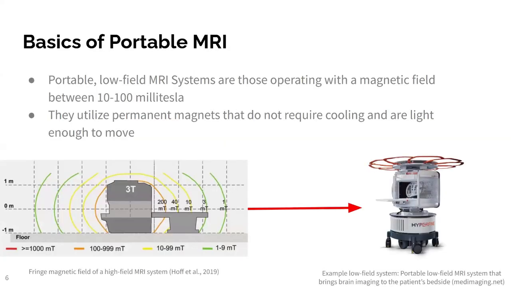For the basics of the portable MRI, the portable low-field MRI systems are those operating with a magnetic field between 10 and 100 millitesla. They utilize permanent magnets that do not require cooling and are light enough to move. While the signal-to-noise ratio of the portable MRI system is worse than that of a traditional high-field system, as depicted in the image to the left, the traditional system has a large fringe field and requires strict safety parameters. On the other hand, the portable system can be utilized at a patient's bedside when traditional MRI is contraindicated or in rural communities that have no access to advanced facilities with high-field MRI.